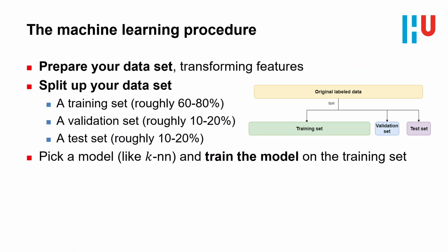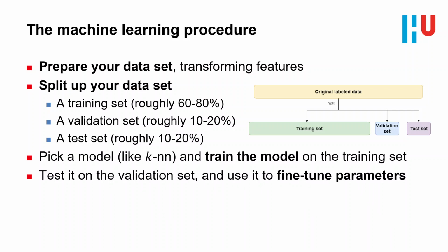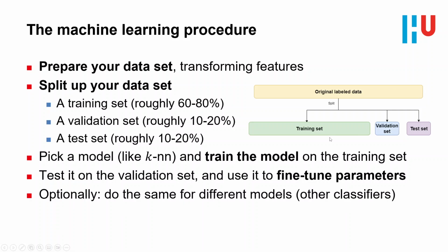And if you pick a model and you train it, it could be KNN, but could be every model, doesn't matter. You train on the training set. You fine-tune parameters. For instance, what is the best value for K? Should it be 1 or 3 or 50 or whatever? You tune it using the validation set. So this thing is iterative. And you can also use this to try different models, etc.